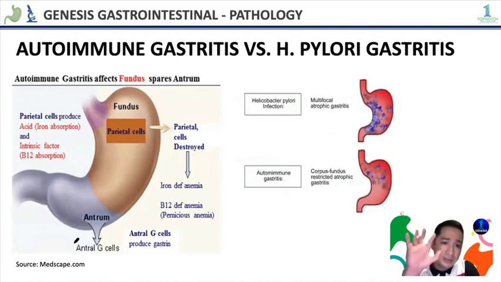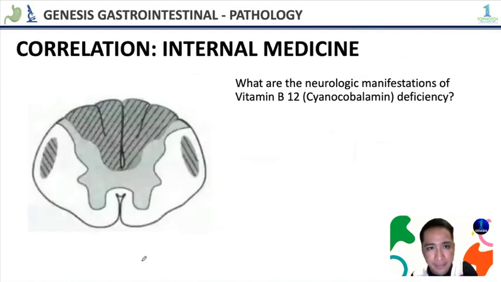So just remember, just to give emphasis on the predilection of your H. pylori and your autoimmune gastritis, this image shows that H. pylori has antral predisposition, and your autoimmune gastritis is diffuse in character. So you see here, from Medscape, the pathophysiology: if there is lack of parietal cells, when destroyed, there is iron deficiency anemia, B12 deficiency for pernicious anemia, and there is hypergastrinemia as a compensatory mechanism.